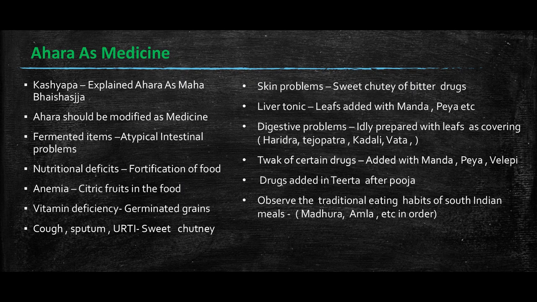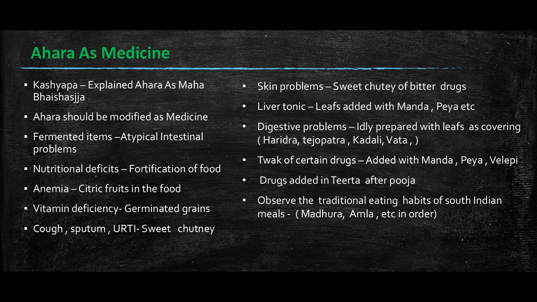Then, twak of chal or twak of the kanda, twak of certain drugs is added to the main diet, like rice, gruel, etc., especially manda, peya, vilepi, etc. When preparing, we used to add the twak of certain drugs, for example, udumbara, ashwattha or arjuna twak. So, they are usually added to this rice preparation so that it imparts the medicinal properties. Then certain drugs are also added in the tirtha, usually after puja in every home, there will be tirtha prasada.